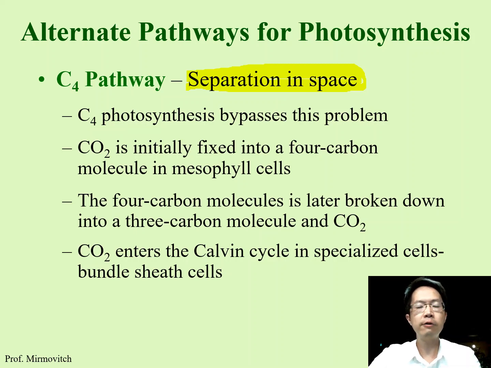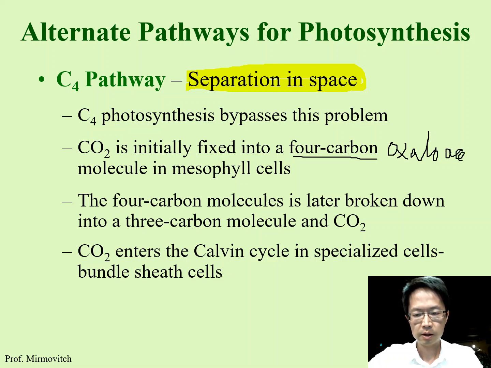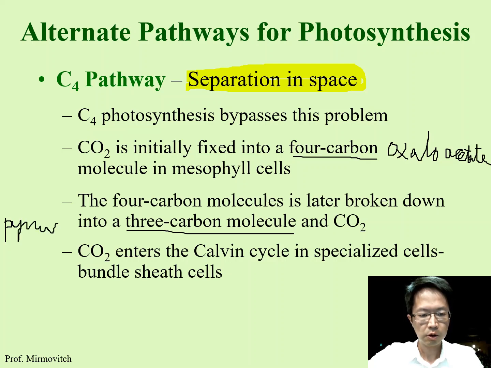So at first, you know that Calvin cycle starts with carbon dioxide binding to RuBP, right? What happens in the C4 plant is that the carbon dioxide does not bind to RuBP, but it binds to a 4-carbon molecule. We call it oxaloacetate. Oxaloacetate, you will see this molecule again in cellular respiration. And then oxaloacetate will later be broken down into a 3-carbon molecule. The 3-carbon molecule, we call this pyruvate. You will also see this in cellular respiration again.